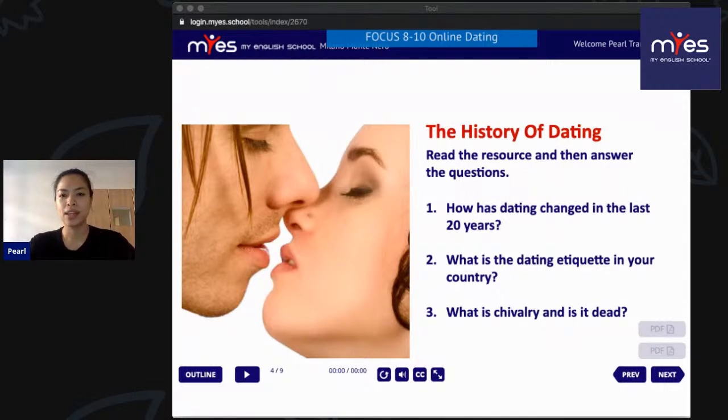So, what is the dating etiquette in your country? So, Julia, what is the dating etiquette or the dating style in Italy? How do people date each other? Is it a lot of meeting out, talking, texting first? Dating etiquette. Should the man always ask the woman first, or is it more common for the women to ask the men? Do you go out alone or with friends? No, I don't know the dating etiquette.